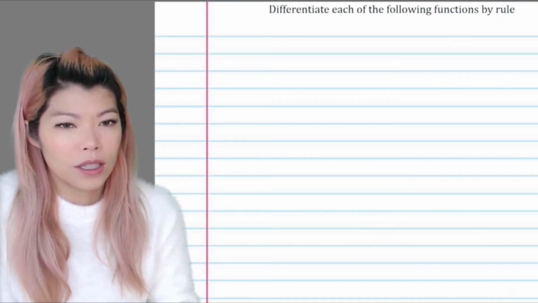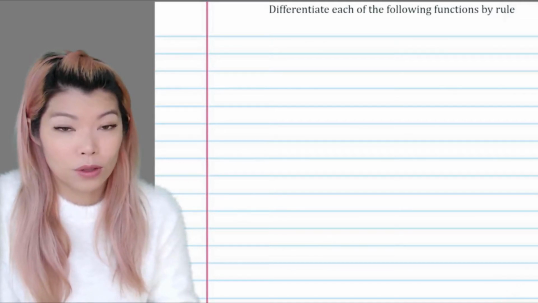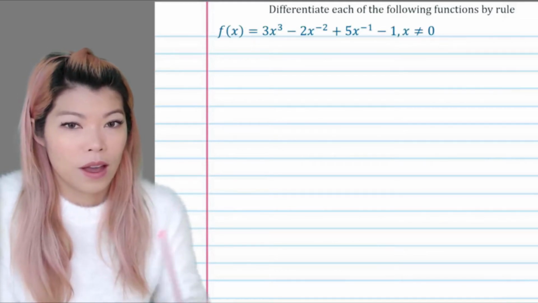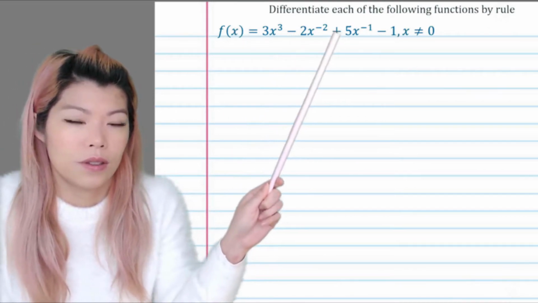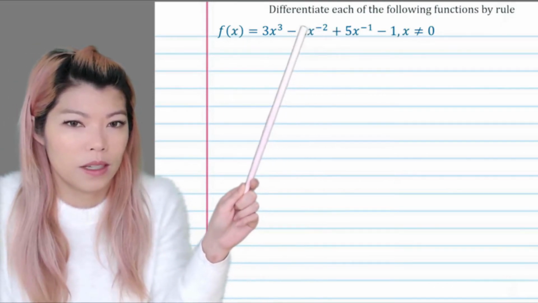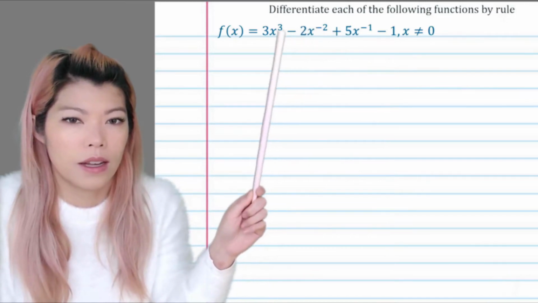Differentiate each of the following using the rule, which is going to be so much faster. So here we have that x is not equal to 0, because if x equals 0, then the denominators of these two will be 0, and that wouldn't work.